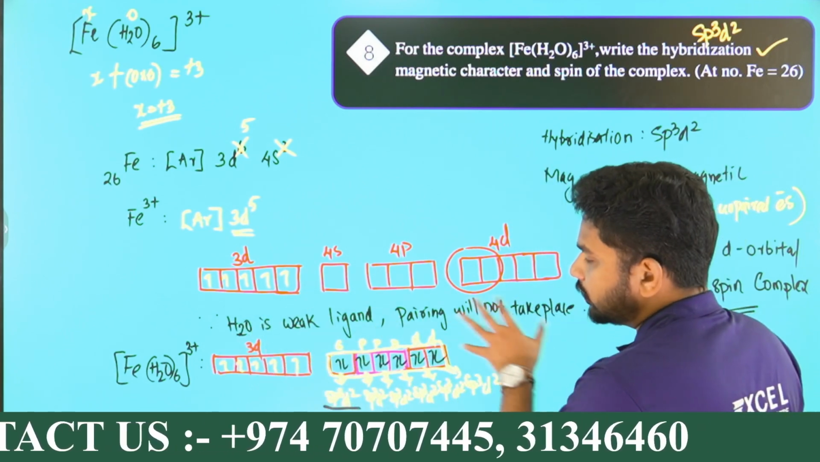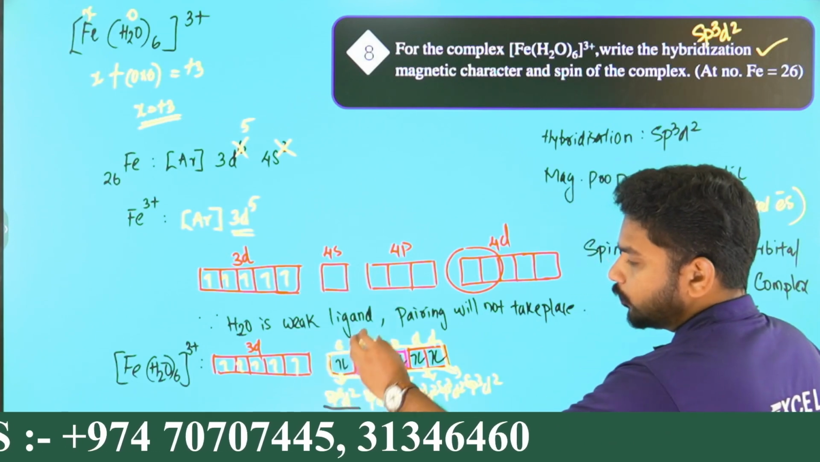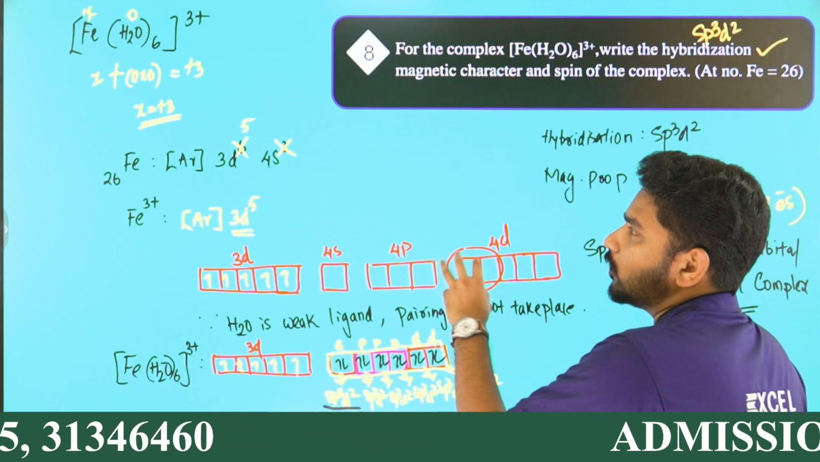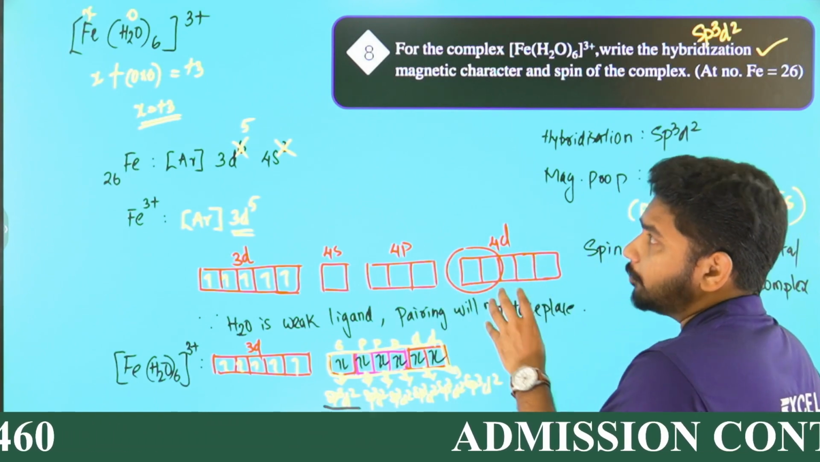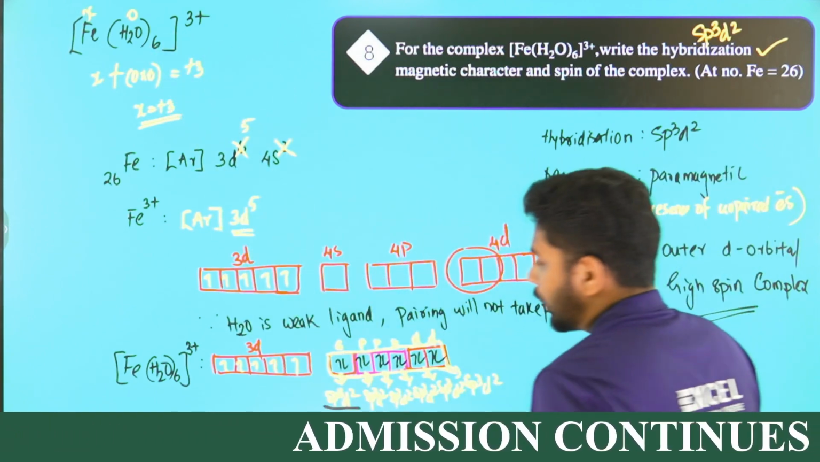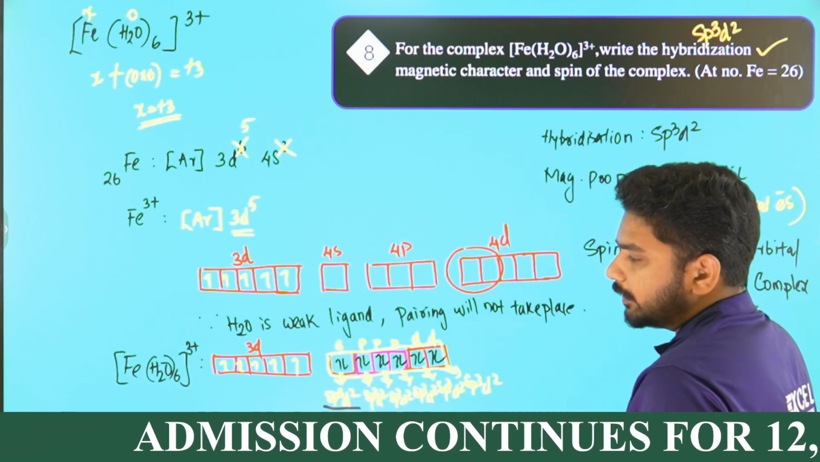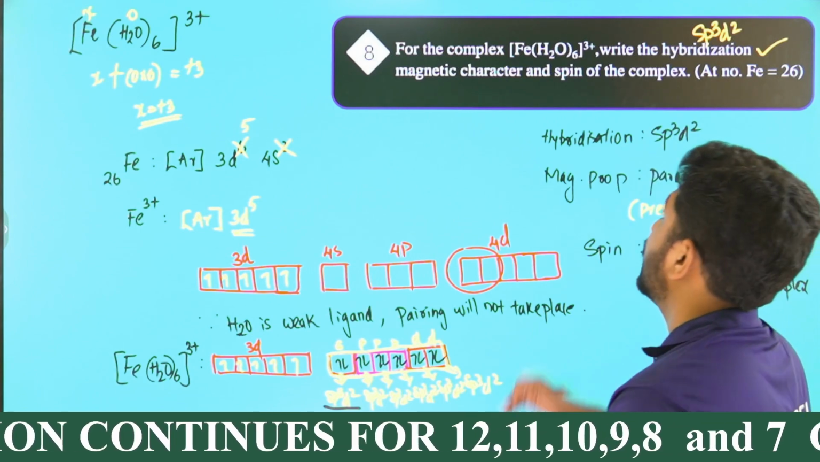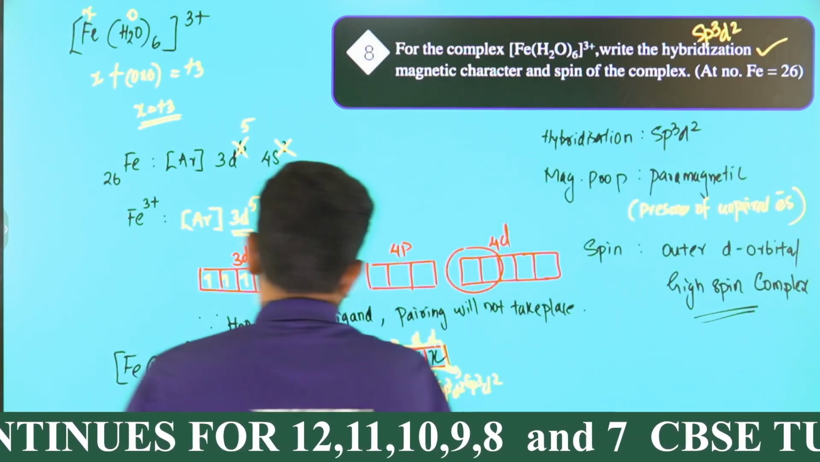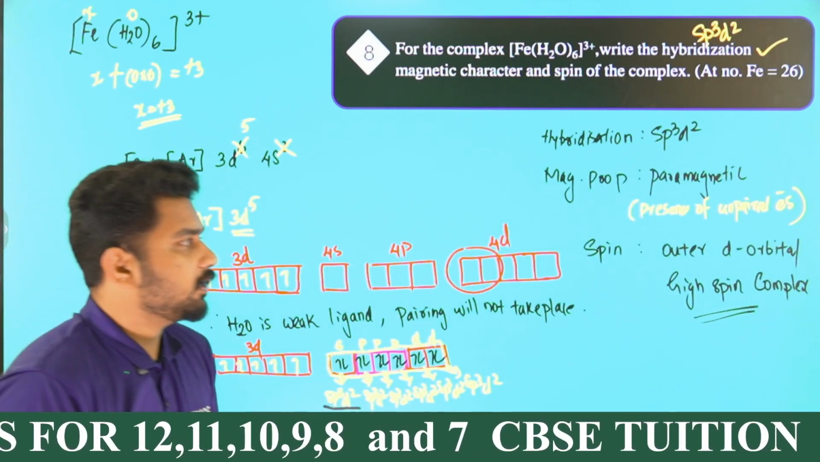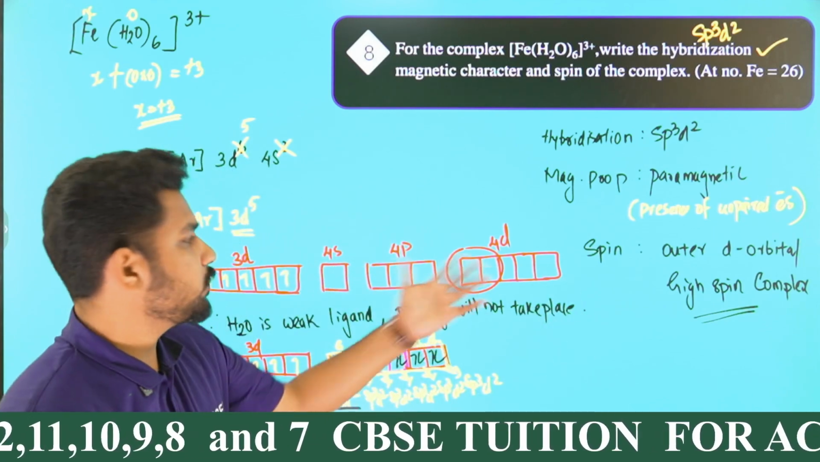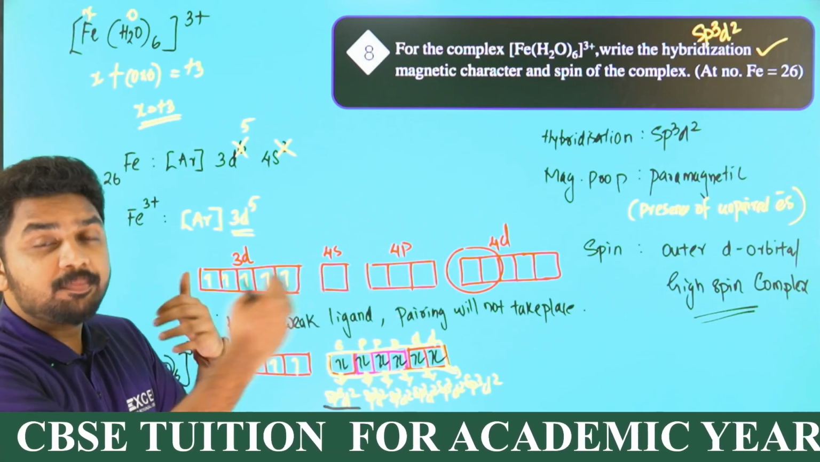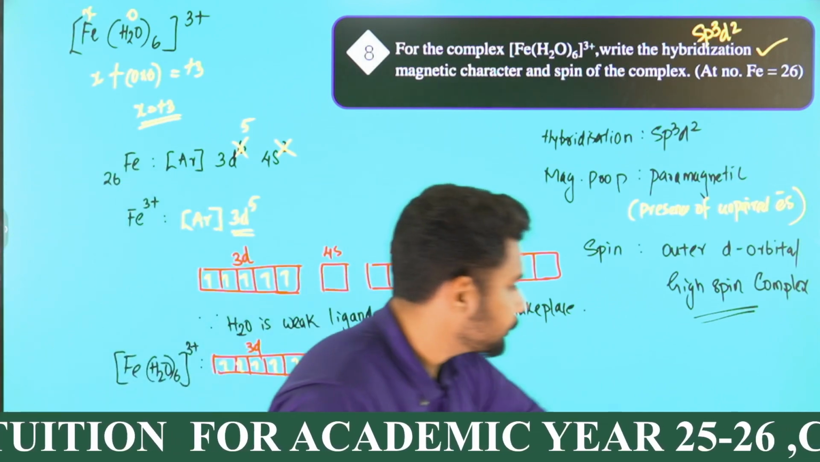Whether pairing is there or not, you take the vacant orbitals, in number the same as the number of ligands, and they will undergo hybridization. You will get the corresponding hybridization, and from the presence of paired and unpaired electrons, you can predict the magnetic property. The spin can be predicted with respect to which d orbital you used. Okay, that's it.